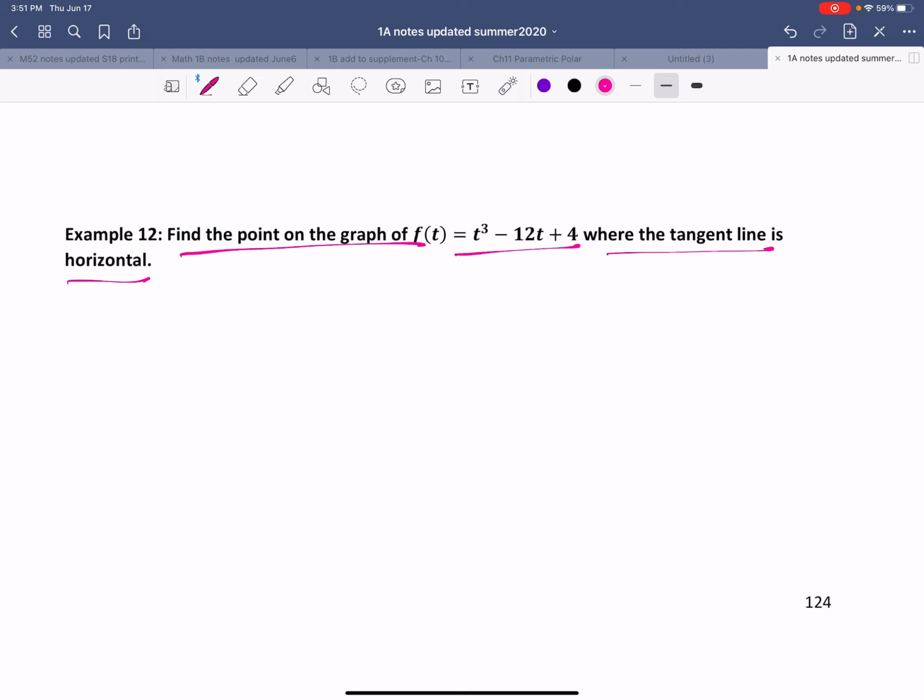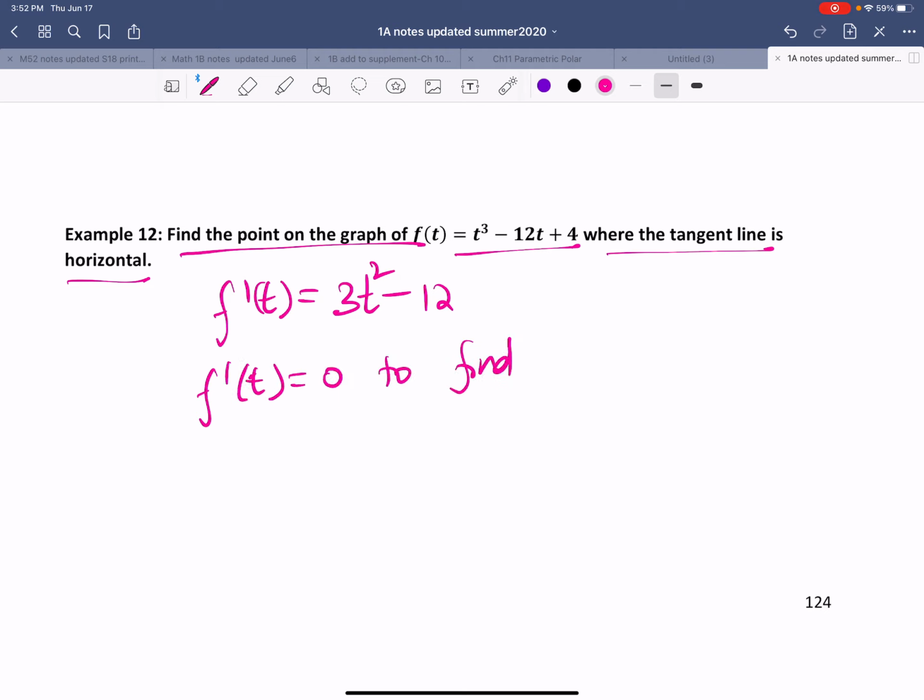So I'm going to find the derivative and set it equal to 0. f prime of t is 3t squared minus 12. Set f prime of t equal to 0 to find the points where the derivative is 0. Find the points where the tangent line is horizontal.